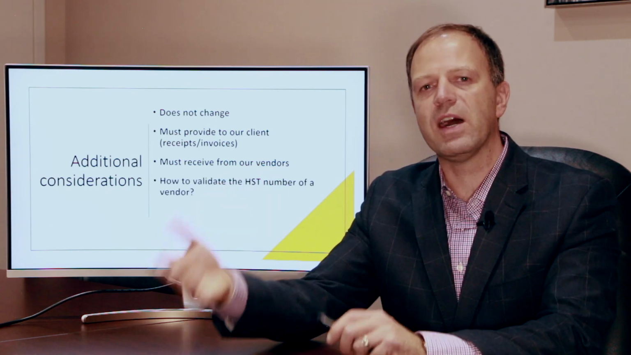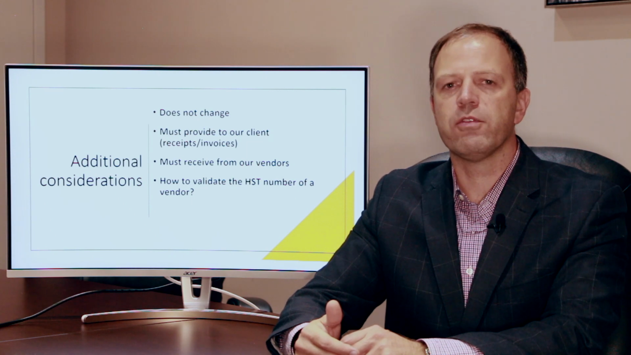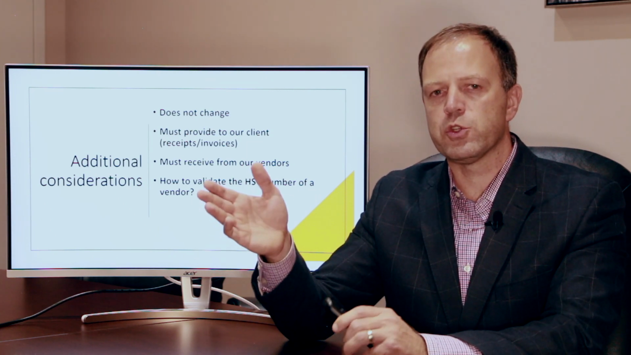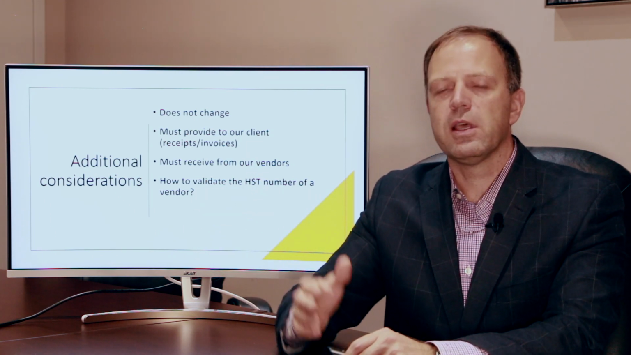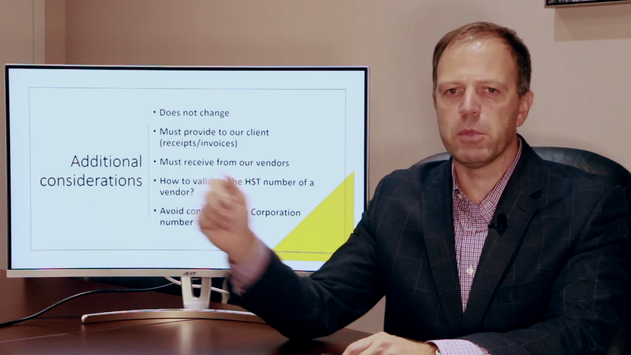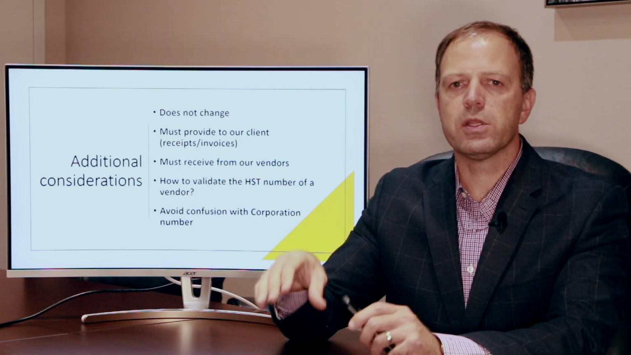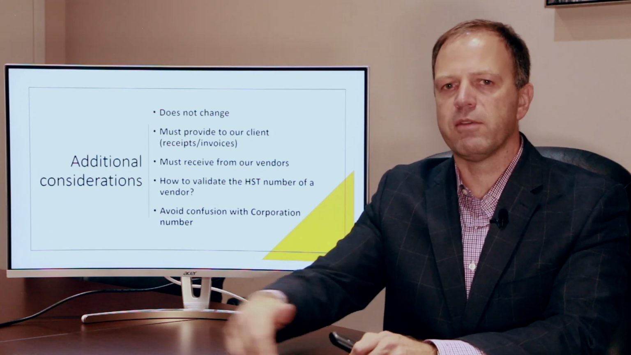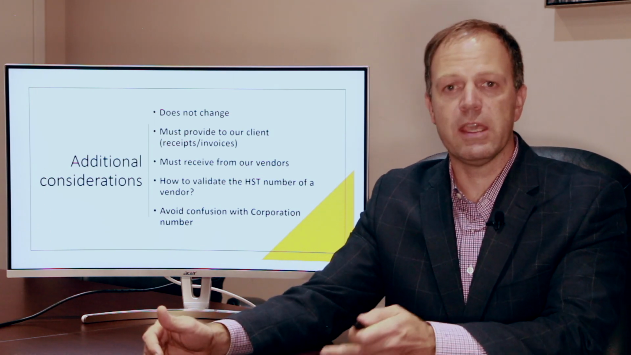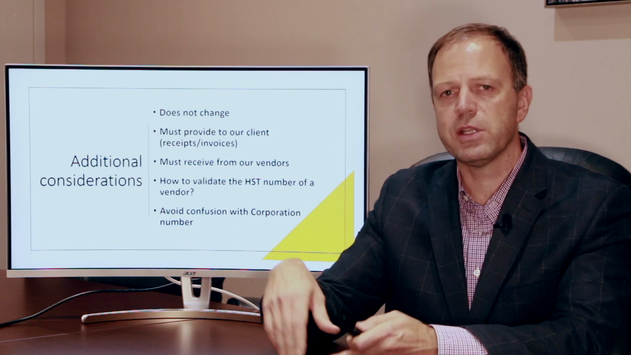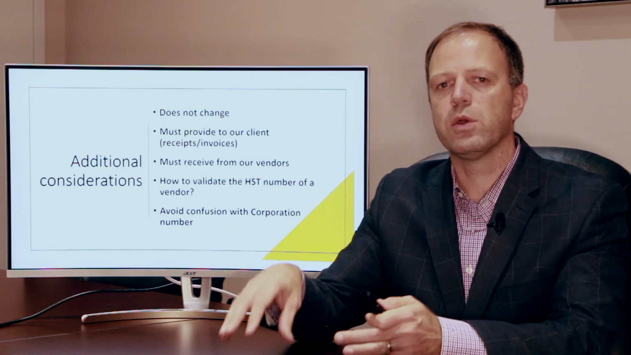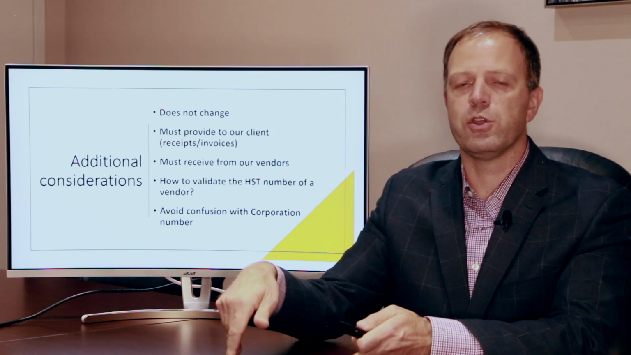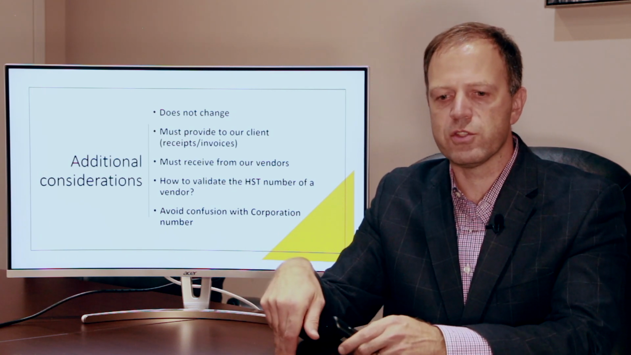There's also a way to validate the HST number of a vendor. You can go online to the CRA website, and there is a process, and I'll provide the link below in the description, for how to get the validation of an HST number. You provide the HST number, the name of the corporation that gave you this HST number, and the date of the transaction, and the CRA within a second will tell you if the corporation is indeed registered for the HST program on the date of that transaction.